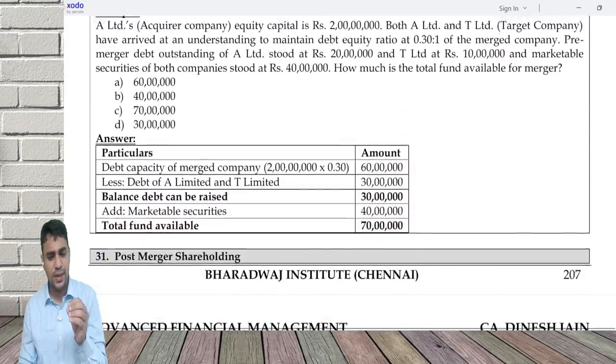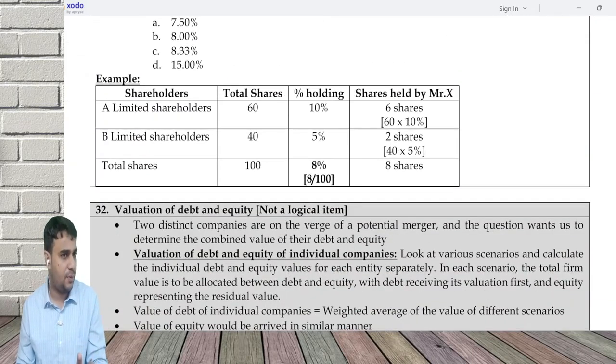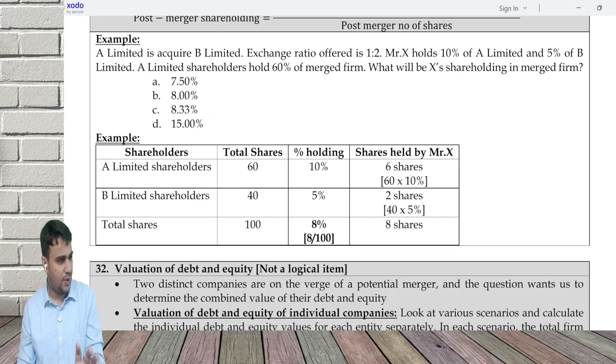29 is very simple. 29, 30, 31 - 31 I'll explain with the question. 32 is an illogical component, I'm not discussing it. 29, 30 you will be able to understand.